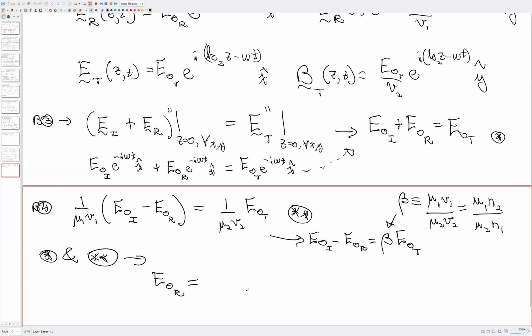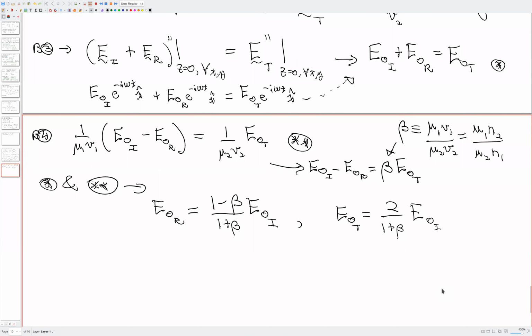If you solve these two equations, then what you get is that the reflected amplitude is equal to 1 minus beta over 1 plus beta times the incident one. And the transmitted amplitude is equal to 2 over 1 plus beta E0I. Just simple algebra giving you these relationships. So this actually solves the whole thing. Now, if you tell me what amplitude the incident wave has, you know all the amplitudes for both the electric and the magnetic fields of the reflected and transmitted waves.